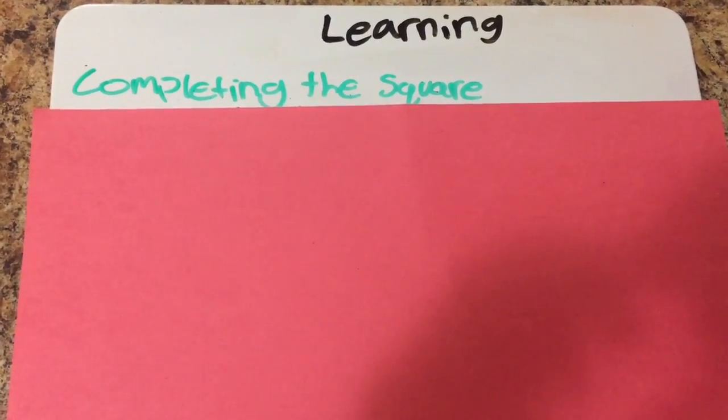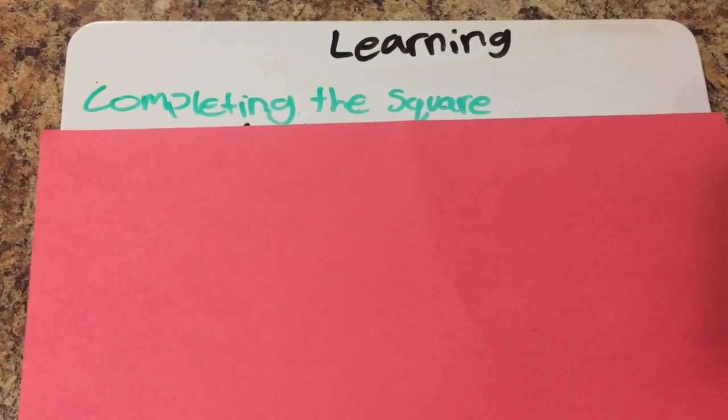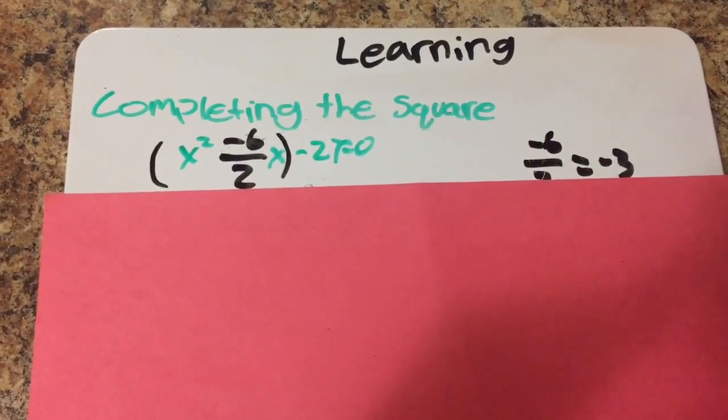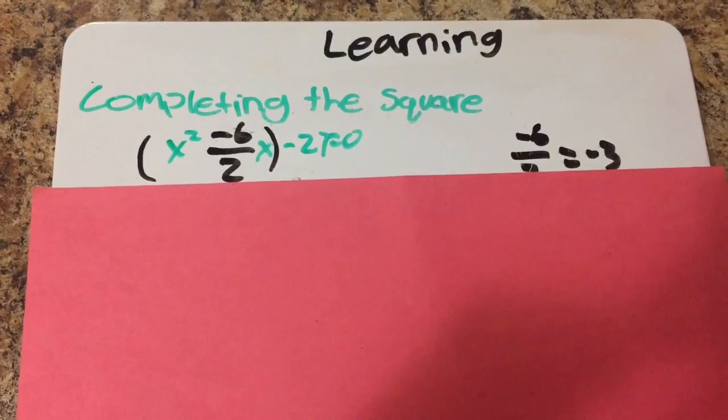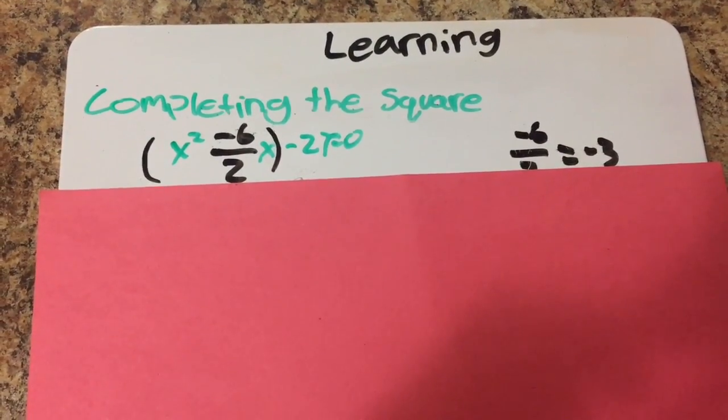Now that we have reviewed the quadratic formula and factoring, we will be learning completing the squares. Completing the squares is fairly simple. The equation we will be using is x squared minus 6x minus 27. First, we put brackets around the first two terms in completing the squares. So we have x squared minus 6x within the brackets.